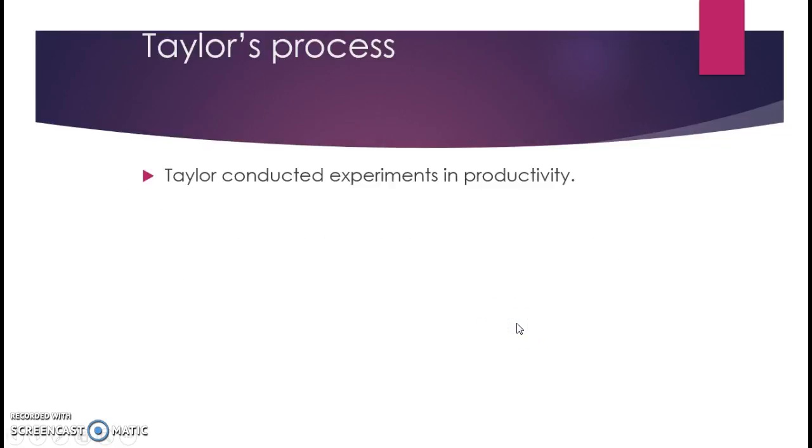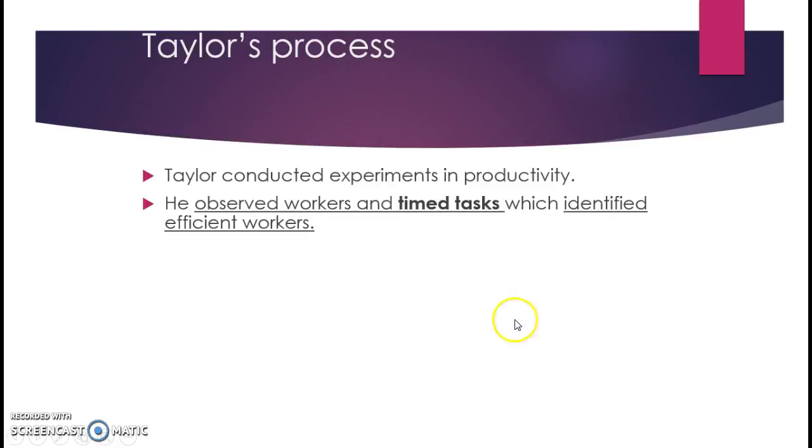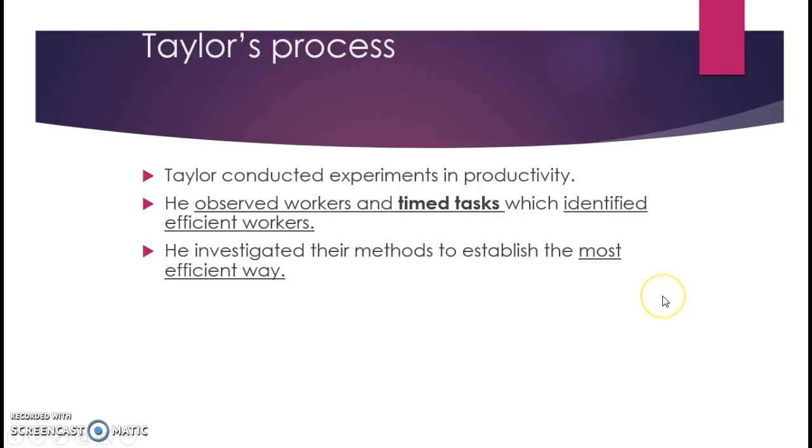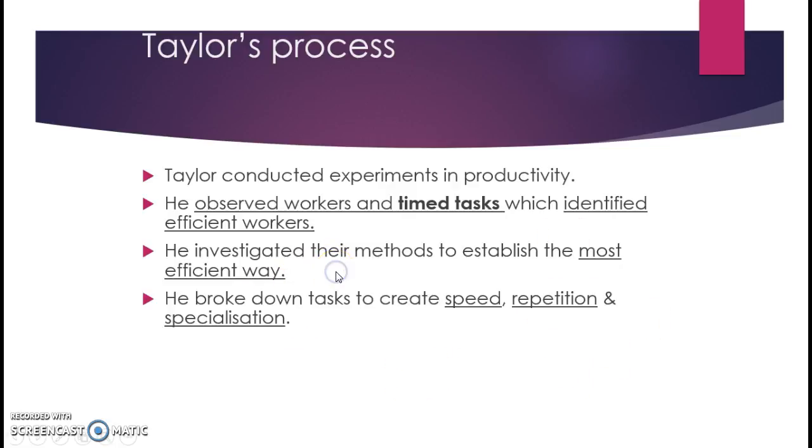So what he basically did, he conducted these experiments in productivity whereby he observed workers and timed the tasks. From that, he could identify the quickest workers, the most efficient workers. From there, he looked at what made them the most efficient workers. Why were they finishing the tasks so quickly? What is it about their technique? And in that, he established the most efficient way to complete these tasks.